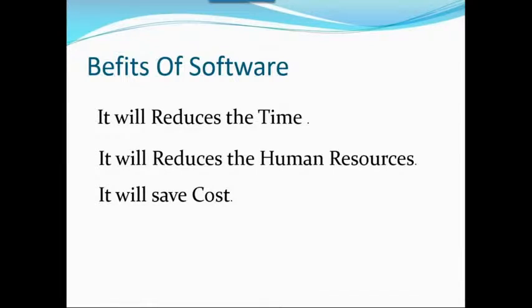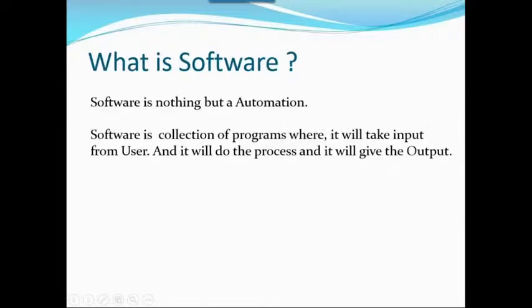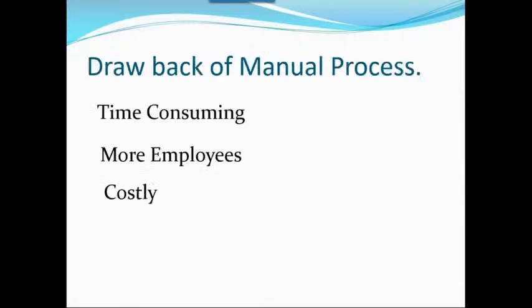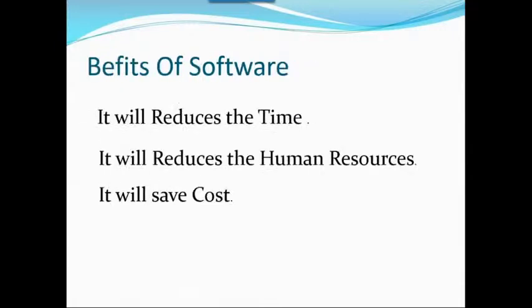Thank you. Okay. So you understand, right, what is the difference between manual testing and automation testing? Okay, good. So what are the benefits of automation? See, if you are using automation testing, what will happen? It will reduce the time, and it will reduce the human resources, and finally it will save the cost. So this is mainly the difference between automation testing and manual testing.